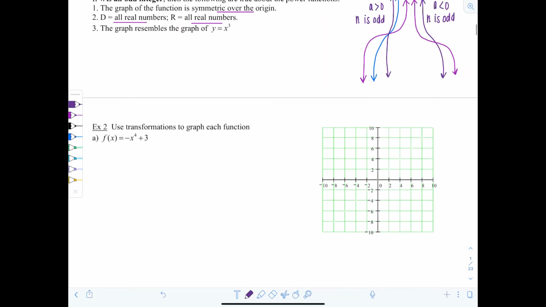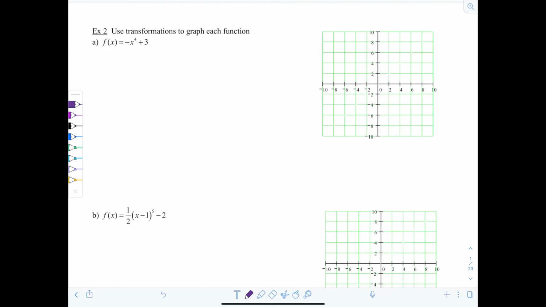Okay, so it asks us here, use transformations to graph each function. So we have f of x equals negative x to the fourth plus 3. So what we're going to use for the parent function here is y equals x to the fourth. All right, and I'm going to use the same key points for x to the fourth that I do for x squared because it's an even exponent. And those key points are negative 1, 1, 0, 0, and 1, 1. And remember, we got those back when we studied families of functions. If you need to review that video, I'll link it up here.